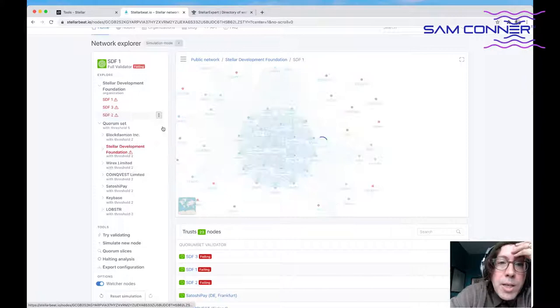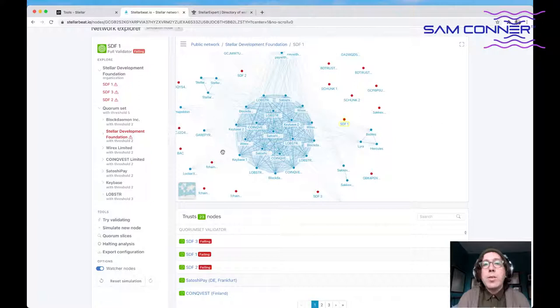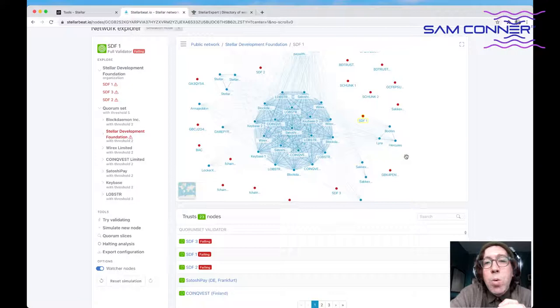So as you can see, some of those nodes on the periphery that have gone red, those people probably need to improve their quorum sets. But all of the nodes that remain connected, they remain connected because they have enough validators in their quorum set to still keep validating transactions. And as you can see, the majority of the network still overlaps and is still going. And so, yeah, I think that's great.